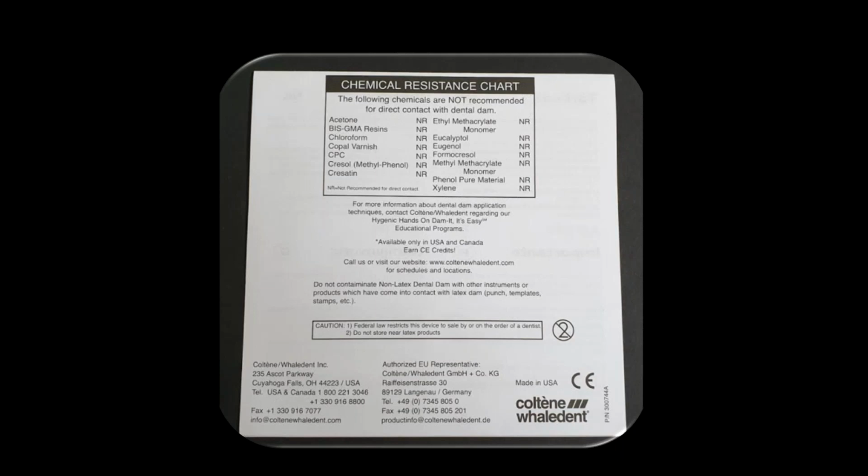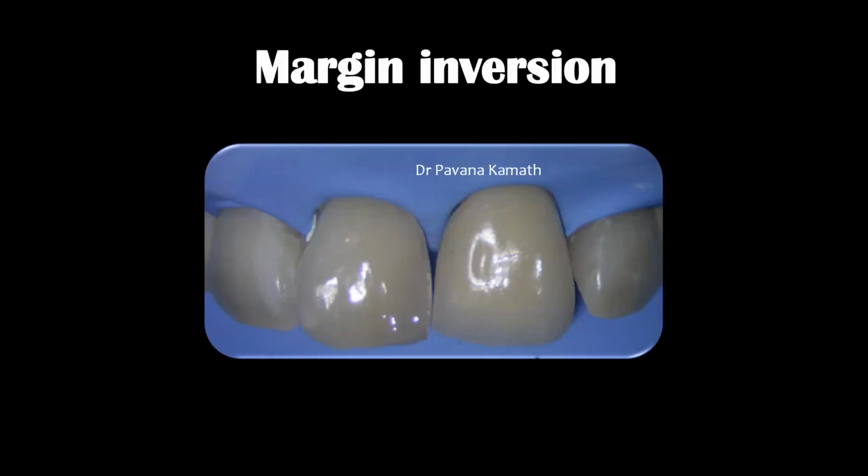So these things we use routinely in dentistry. So do we stop using them? No, we don't. We will place a cotton or something as a barrier between your rubber dam sheet and these chemicals when we are using them, so that we do not damage the rubber dam and hence we do not compromise the isolation. Margin inversion. Now margin inversion becomes very easy if you are using heavier sheets. If you use lighter sheets, it's a problem.